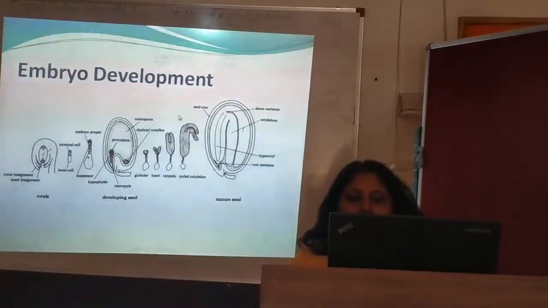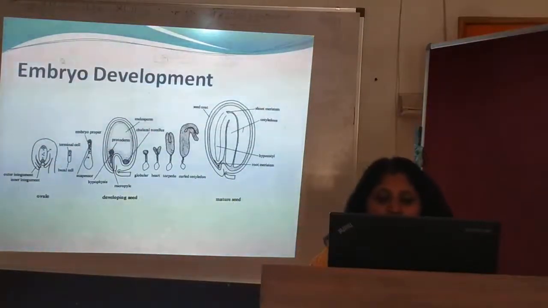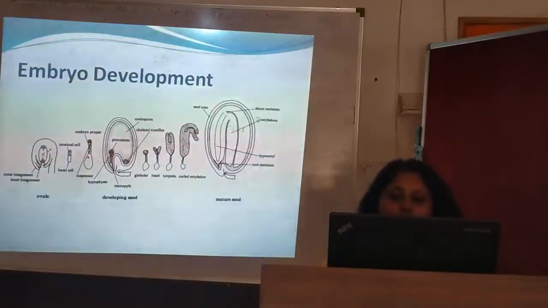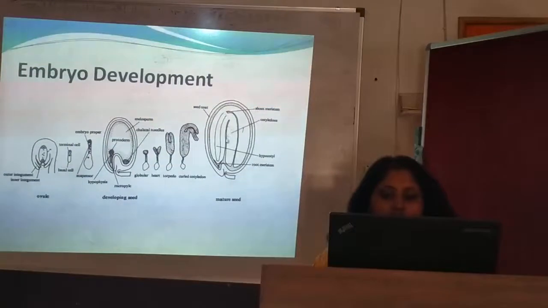Now these are the stages. One, at the bottom it is a globular shape, then something like a heart shape, a torpedo shape, and last, curved cotyledons will form. And now this is a mature seed, with the seed coat, shoot meristem, and cotyledons. See, these are the cotyledons, and this is the hypocotyl from where root formation occurs.